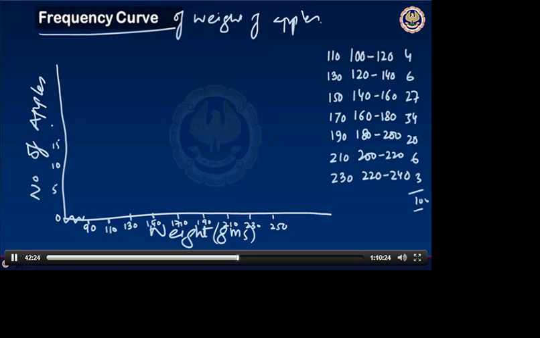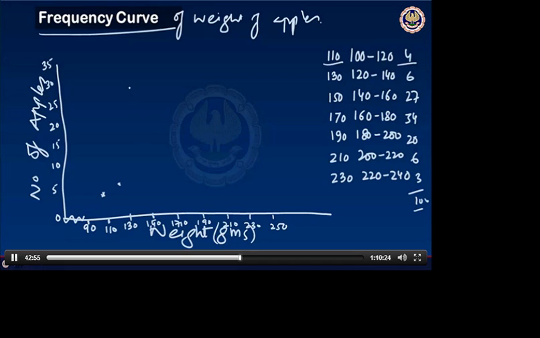So now we look at 110 and see there are 4 such points. So at 110 we can put a point marker here below 5. Then between that, 130 there are 6. So 130 there are 6. So right here it will be somewhere. Then we have 150 which is 27. So 150 goes right up to this. So there are 27.